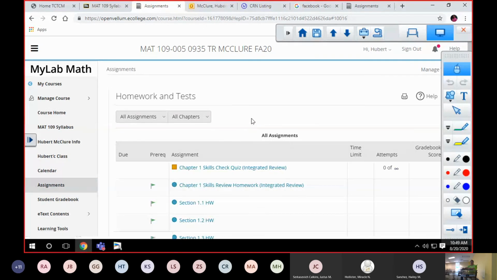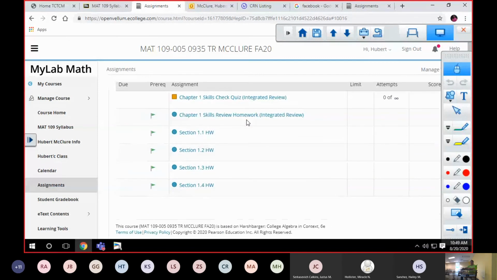Now, if you can click on an assignment, that means you can work on it. I can click on that one, that's due. I can click on this one, this one, this one, this one, this one. So right now, you can start working on this if you want to.